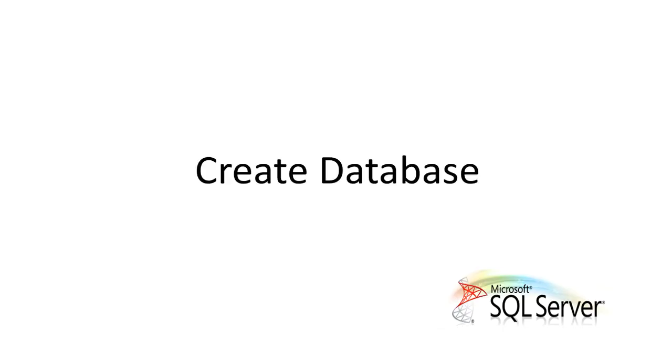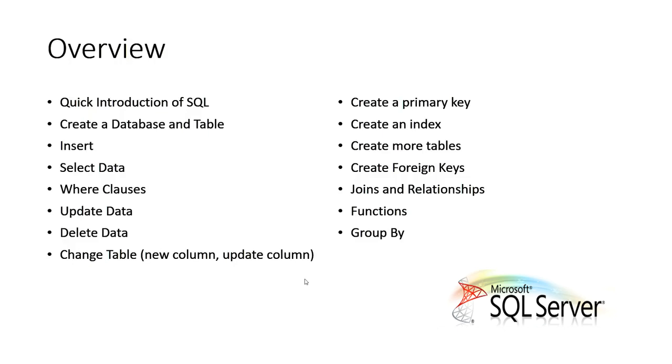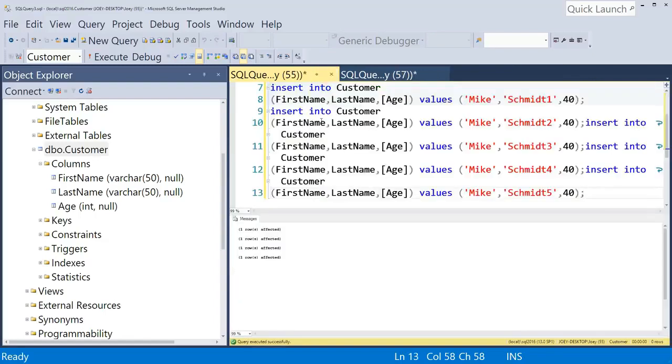Okay, so let's go back to our agenda, make sure that I'm covering everything. So we had the quick introduction of SQL. We created a database and a table. We inserted some data. What we need to do now is select it back out. So we cheated and we used this, over here we right clicked and it created a select statement for us. Okay, but I want to not cheat and I want to start from scratch so you can learn it.